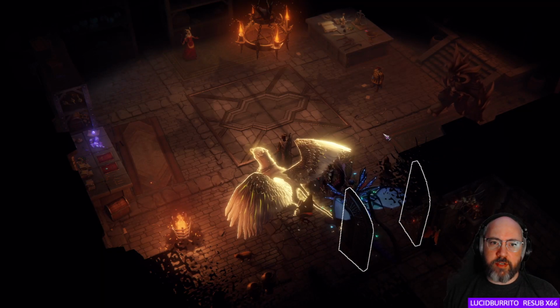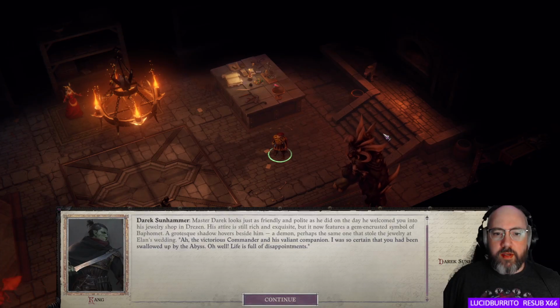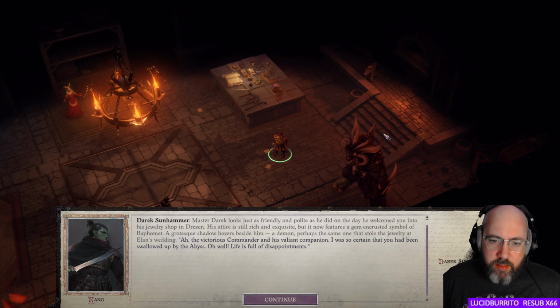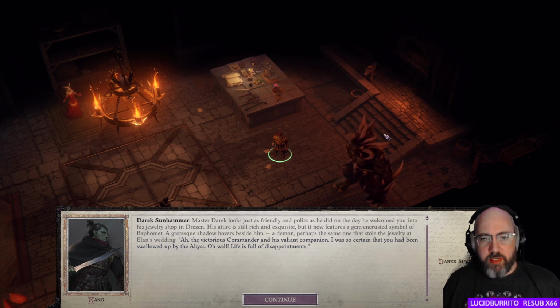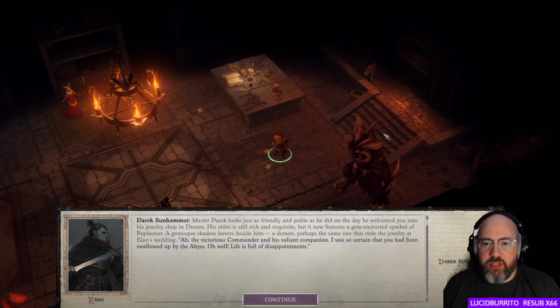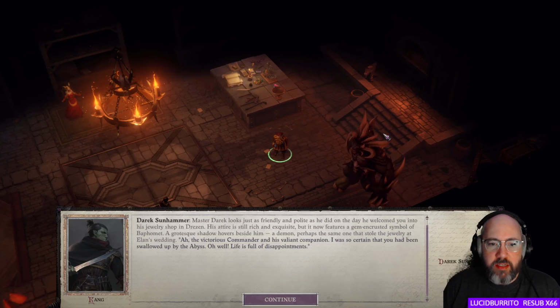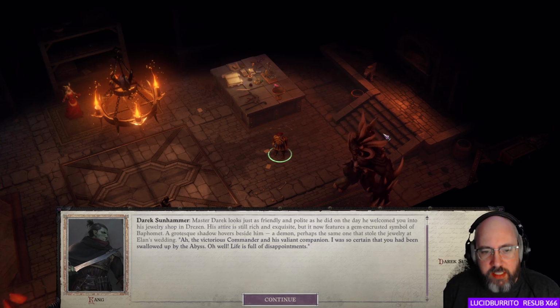Is that Sunhammer? Yeah. Ah, Master Derek looks as friendly and polite as he did on the day he welcomed you into his jewelry shop. His attire is still rich and exquisite, but he now features a gem-encrusted symbol of Baphomet. A grotesque shadow hovers beside him. A demon, perhaps the same one that stole the jewelry at Elend's wedding.